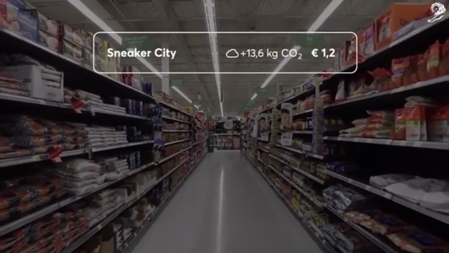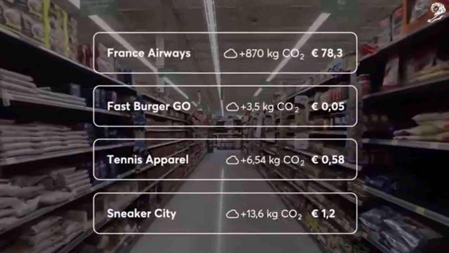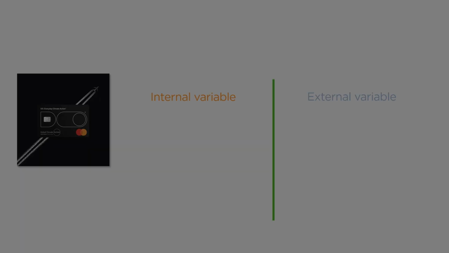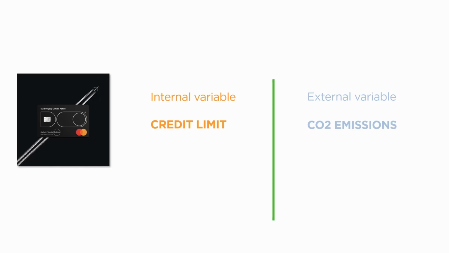Not based on your available funds, but rather on the levels of CO2 emissions caused by your consumption. As you have probably guessed, the internal variable is the credit limit, while the external one is the amount of CO2 emissions of the purchases. Connecting those two previously unrelated variables has led to this outstanding campaign, which won the Grand Prix at Cannes.